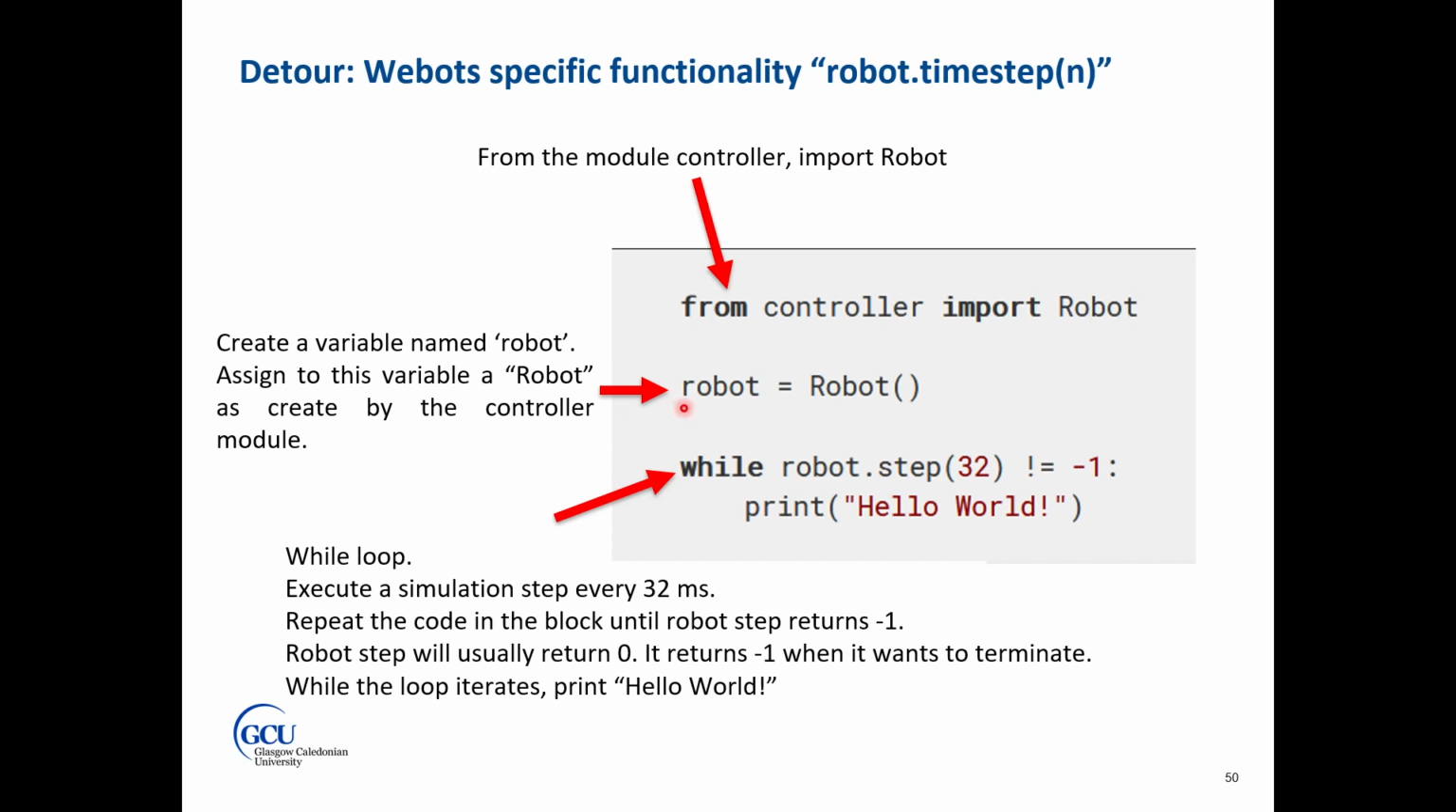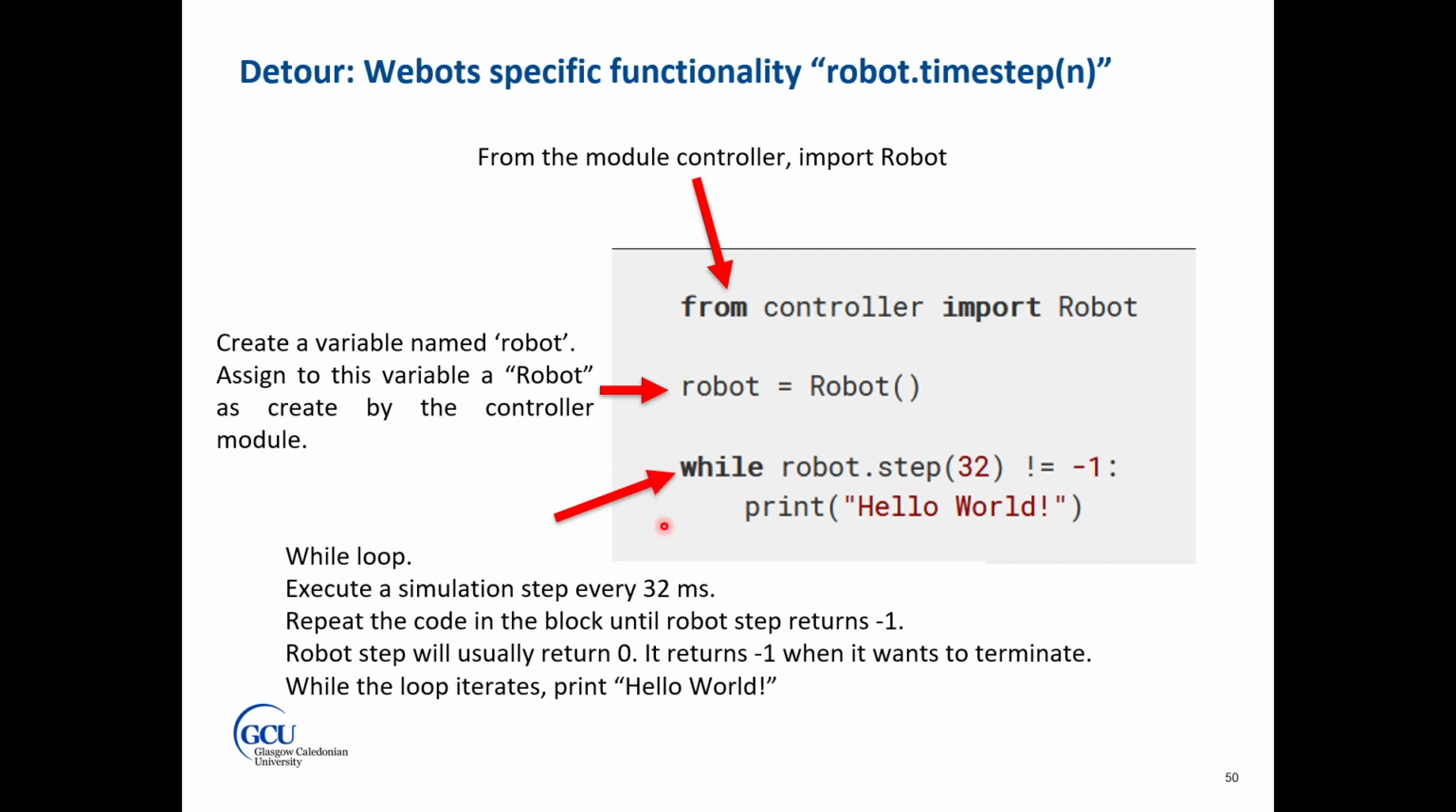The next thing we are doing is robot = Robot(). So here we are creating a variable, and the name of this variable is going to be robot. And we are going to assign to this variable a Robot as created by the controller module. So if we type Robot() like this, it creates a new robot, and then this robot is going to be assigned to this robot variable.